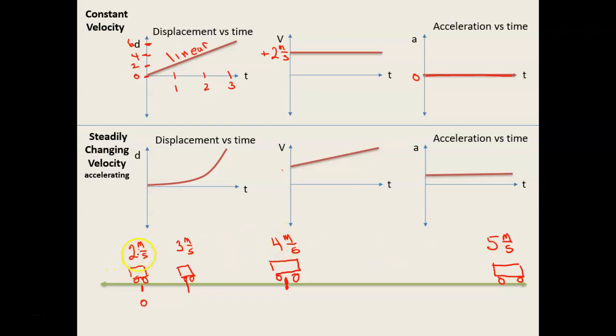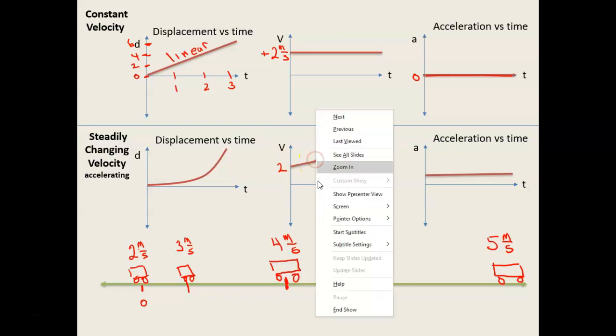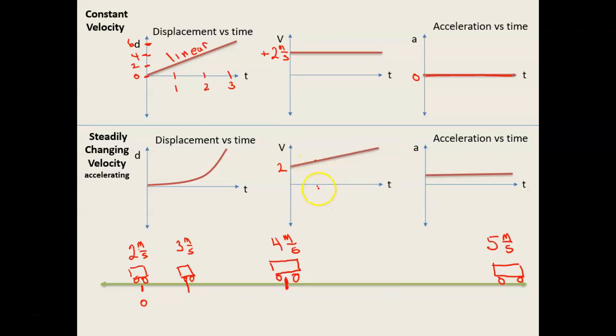All right, well, in this case, what would we say? Our velocity versus time graph might look something like this. It started at 2 meters per second, and 1 second later it was at 3 meters per second, and 1 second later it was at 4 meters per second, and 1 second later it was at 5 meters per second. And so this graph will be linear.